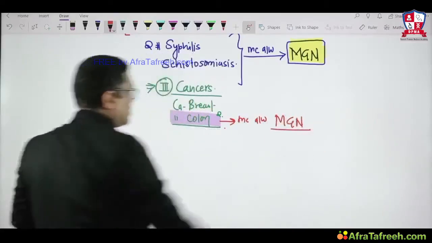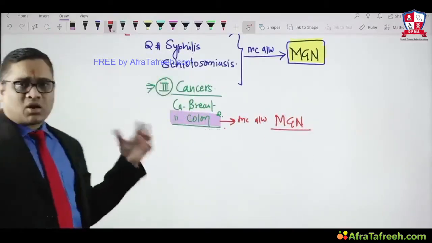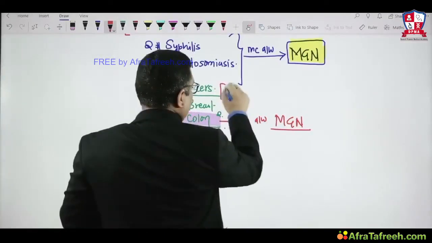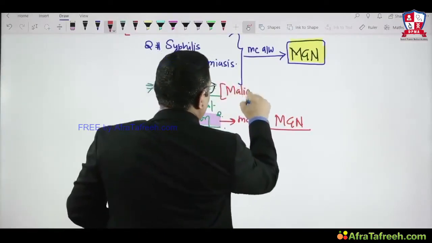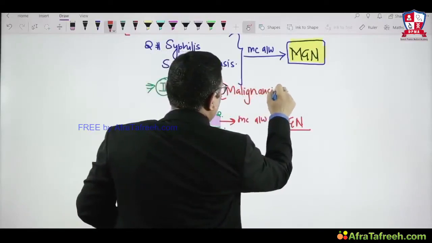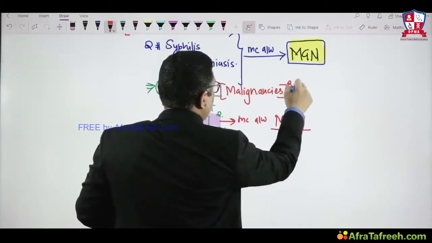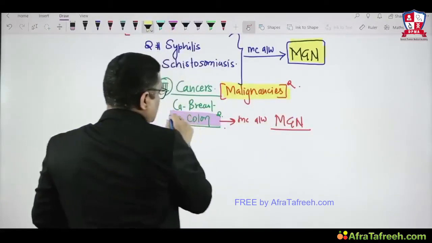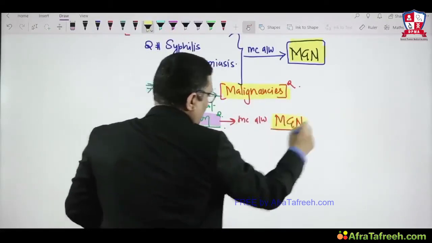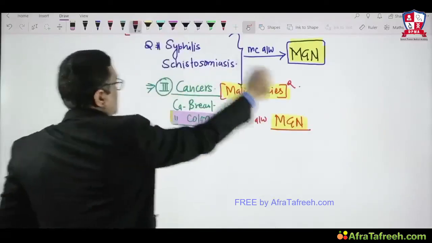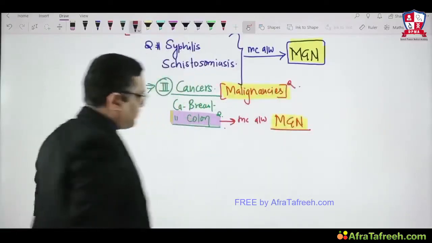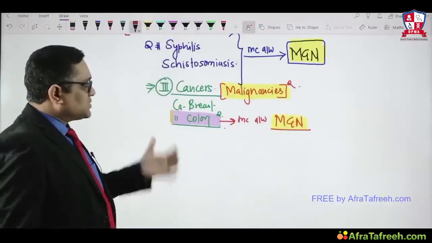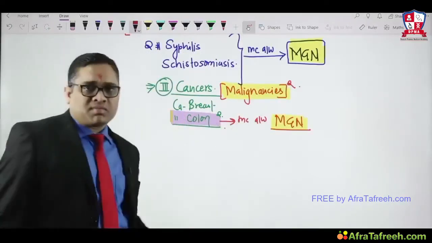Right now we are studying membranous. So cancers or malignancies, and that was the question in AIIMS 2015: malignancies are most commonly associated with what? This was the question in All India exam 2014, and this was in AIIMS exam 2015. Malignancies or cancers are most commonly associated with membranous.